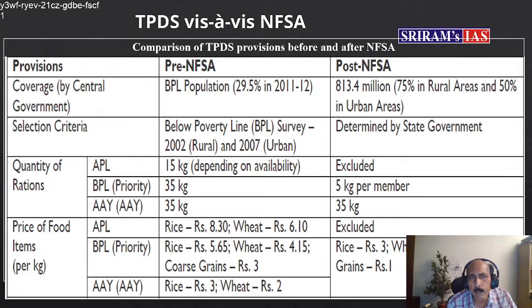For BPL families, in the pre-NFSA phase, the coverage was 35 kg. 35 kg means 7 kg per head, and in a family of 5 members, 35 kg of food grains to be given at the PDS prices. In the post-NFSA phase, in the BPL category, the per head entitlement is reduced from 7 to 5 kg. Therefore, the BPL, or we may call it the priority category, will get 25 kg per household of 5 members. In AY families, there is no change in status: 35 kg in pre-NFSA and 35 kg in post-NFSA, irrespective of the size of the family.